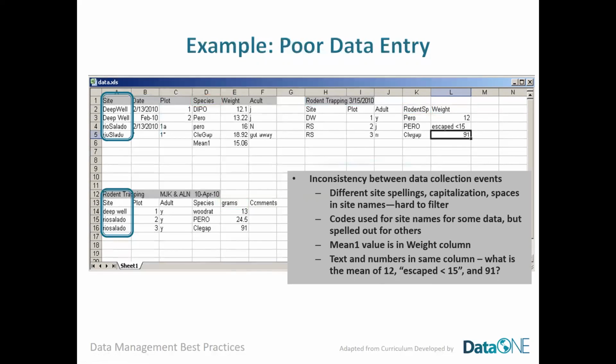And it would be easier to filter for just deep well with a space and not have to know that you need to filter for also deep well with no space. Similarly, in one place, a species code is capitalized PERO, and in lowercase in another part of the same block.